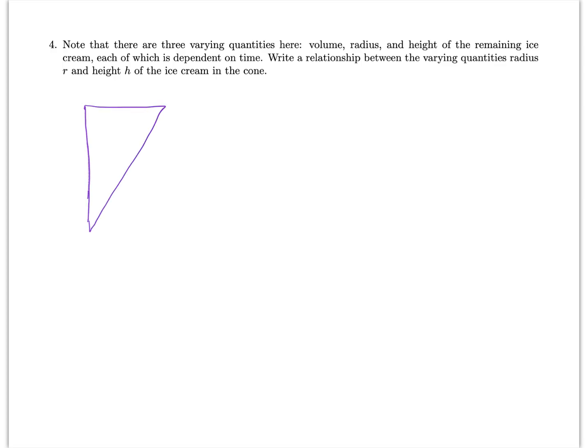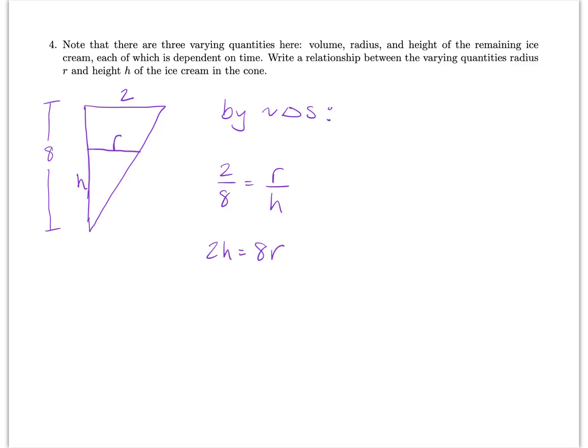Okay, so the height of the whole cone was 8, and the radius at the top was 2. And then this quantity is changing, so I'm going to call it R. And this quantity is changing, so I'm going to call it H. Radius is changing as the ice cream drips out, and the height of the ice cream is changing as the ice cream drips out. So I can write a proportion to show the relationship here. By similar triangles, we say 2 is to 8 as R is to H, and we get 2H equals 8R, or R is 1/4 H.